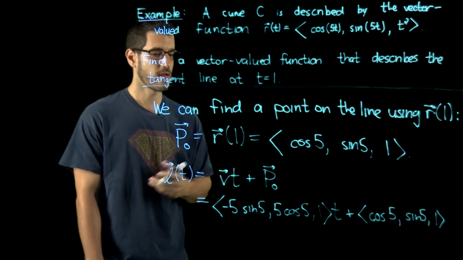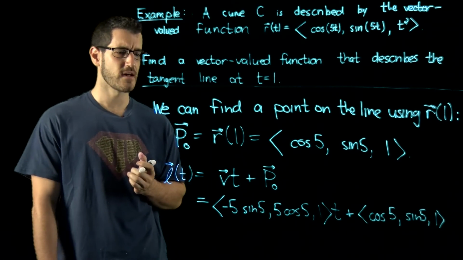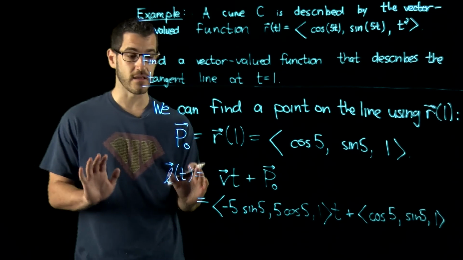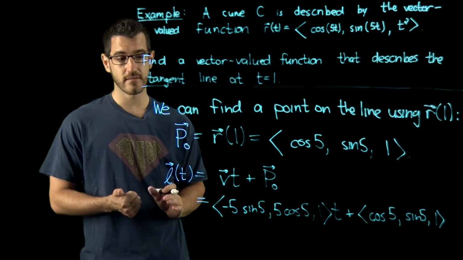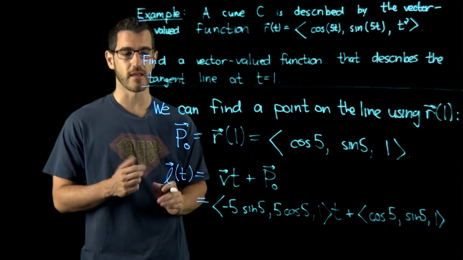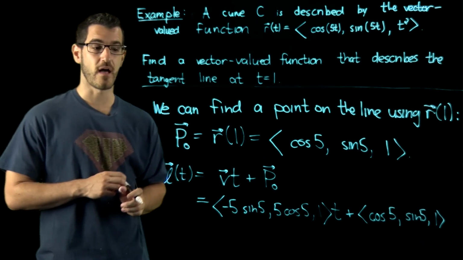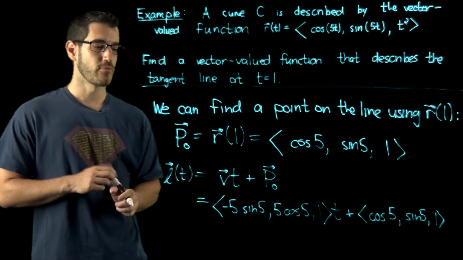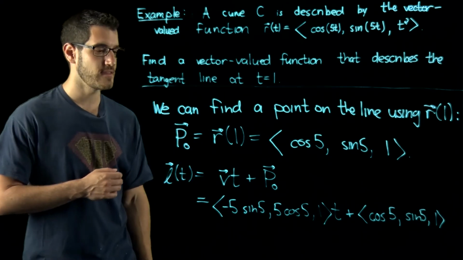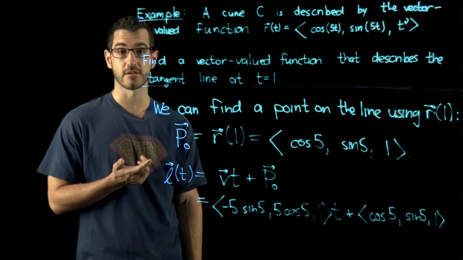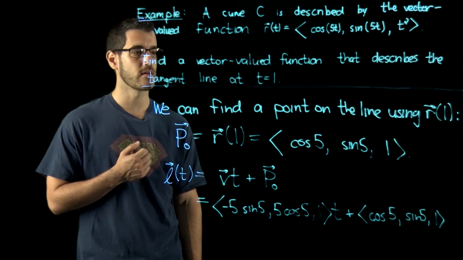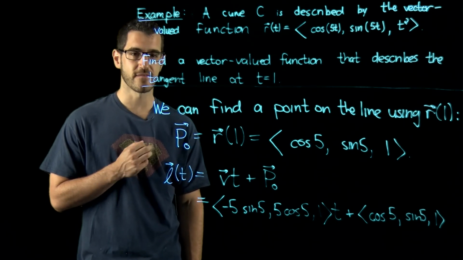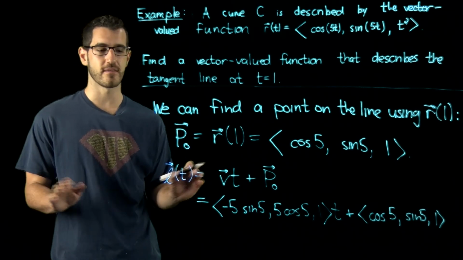And so what I want you to take out of this is that finding the equation of a tangent line is the same as finding the equation of any line here. We need a vector that's parallel to the line, and we need a point that's on the line. We find the vector parallel to the line here by taking r prime of 1. We find our point P0 by requiring that the tangent line and the curve agree at the point of tangency, and we can just find that by evaluating the original vector valued function at t equals 1. And then we just find the equation of the line the same way that we've done before.